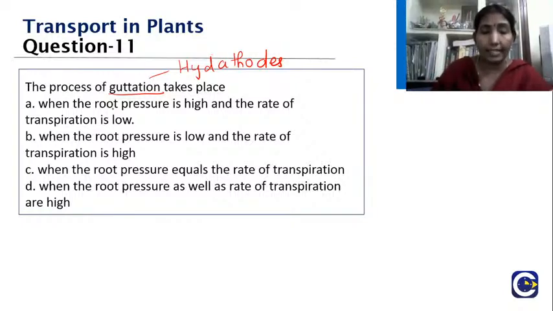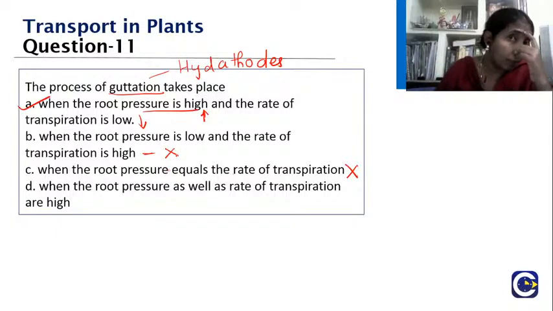So what is the exact reason? Whenever the root pressure is very high and the rate of transpiration is low, only in these circumstances will guttation occur. When root pressure is low and rate of transpiration is high, there is water scarcity, so in these cases this cannot happen. Or whenever they are equal, you won't have that exudation of water. Or when root pressure as well as the rate of transpiration is high, a point of equilibrium would be attained, so even here you don't find the exudation.